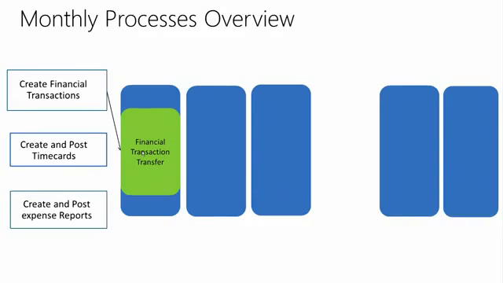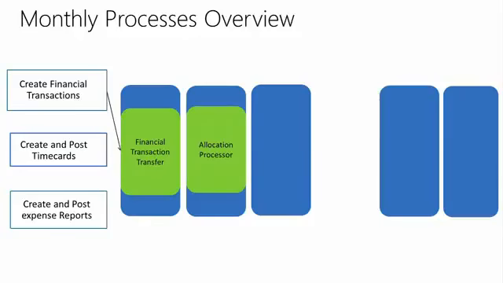Well, Dynamics has the same kind of process where we use the bridge of financial transaction transfer to bring it from financials to project. So if you look here, we'll have financial transaction transfer, and that's the process that brings financials over. We also have time cards and expense reports that are already in project, and those do not need to come through financial transaction transfer. This is also called FTT, so if you hear me reference FTT in the future, I'm referencing financial transaction transfer.